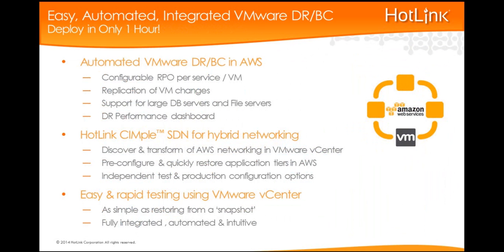The features we'll see in today's demo include, obviously, configuring an RPO per virtual machine. Then once you do that, replicating that virtual machine up to an S3 bucket, both the seed and ongoing deltas. I think more importantly, we have support for large database servers and large file servers, so that not only the average virtual machine can be protected, but more importantly, the complex, very important database servers and very important file servers can be replicated into Amazon.